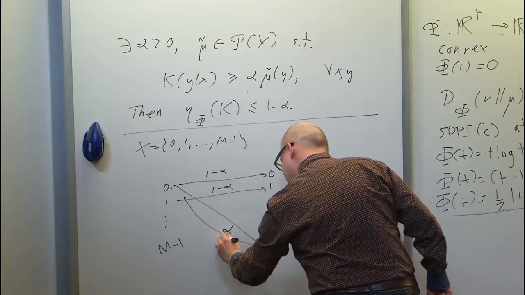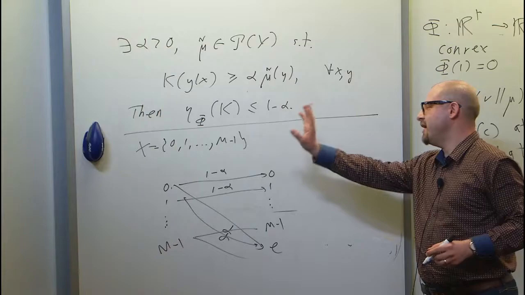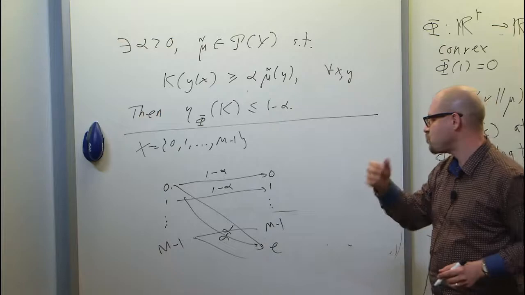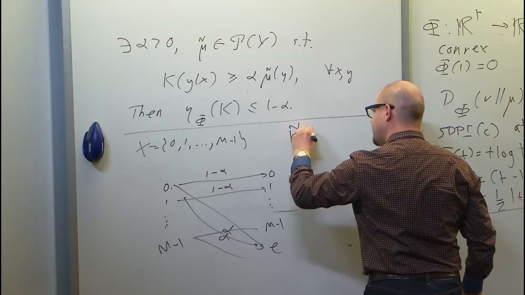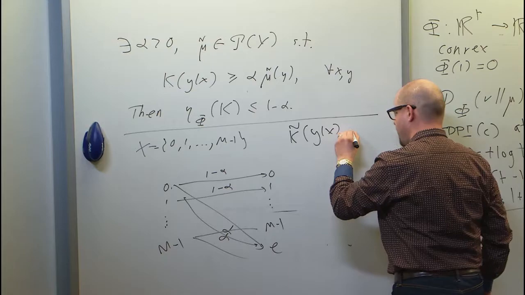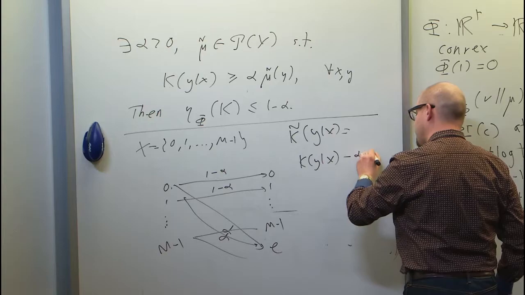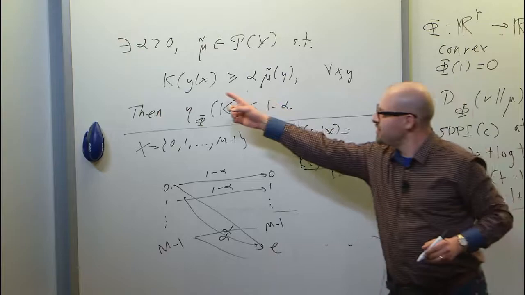If I have such a channel, by observing just the output of that, I can simulate k. How do I do that? Notice by this condition, I can define another channel, k tilde, which is also between x and y, as follows. Just simply take k of y given x minus alpha mu tilde of y, divided by 1 minus alpha. And by this condition, this is a bona fide channel.